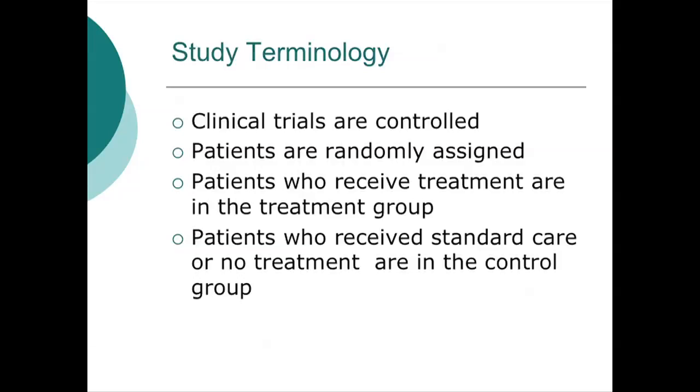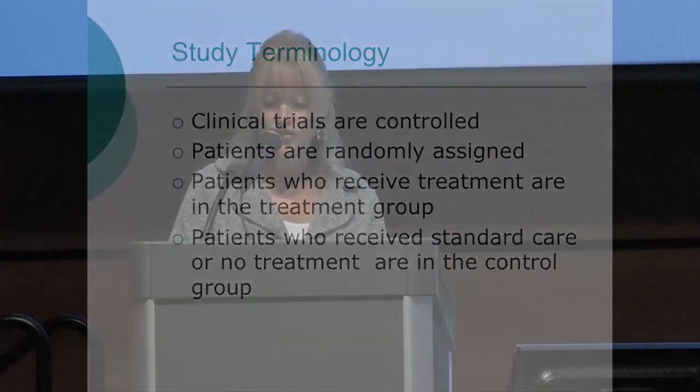So let's talk about some more terminology. A few slides back, I mentioned that a pivotal study would be generally well-controlled. Well-controlled means that we compare the new treatment with the standard treatment or placebo. Patients are randomly assigned. Random means it's like flipping a coin, although we don't flip a coin now. We usually call into a computer system that randomly assigns the patient.